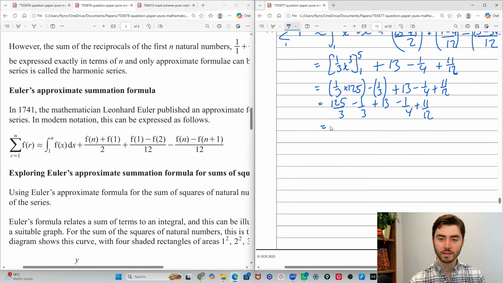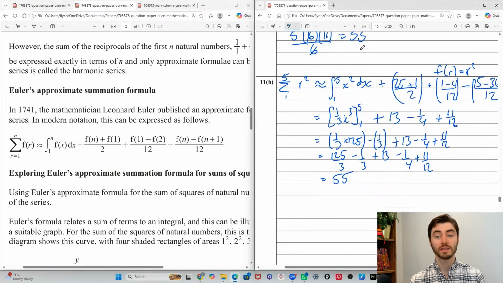And that is, when I put all that together, minus 1 over 3 plus 13 minus a quarter plus 11 over 12. So that is going to be 55, which is the same as before.